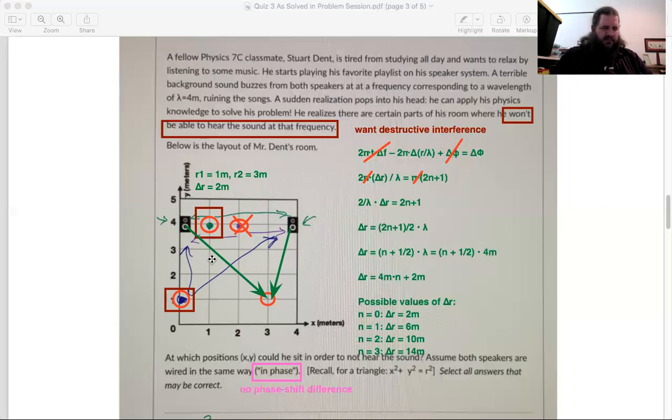Root of 18, 4.24-ish. So R1 is about 4.24 meters. And then R2, looks like we're going 3 to the south, 1 to the east, or west. So 3 squared plus 1 squared, 10. So square root of 10 is 3.16.